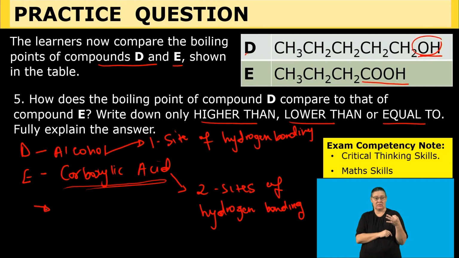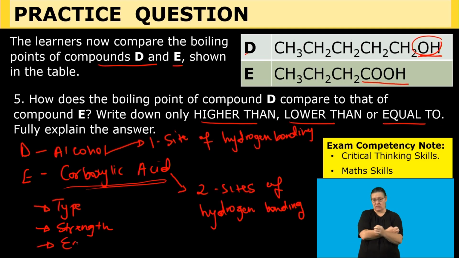So how do we then respond to this question? Remember, we need to make sure that three things are talked about. Number one, we need to talk about the type of intermolecular force. Number two, we need to talk about the strength of the intermolecular force. And then lastly, the energy. So we need to make sure that in our response, we talk about the type of intermolecular force that we find on each of these two compounds, compound D and compound E. And then number two, we talk about the strength. Which one is stronger than the other?